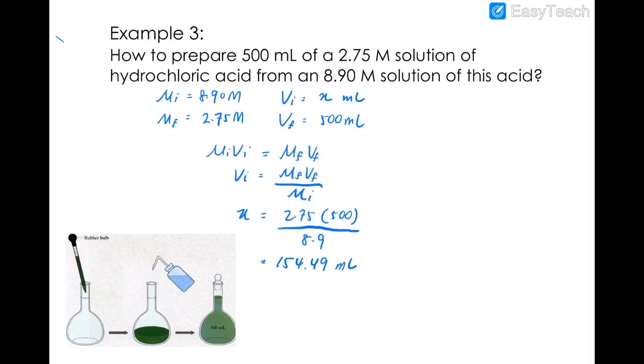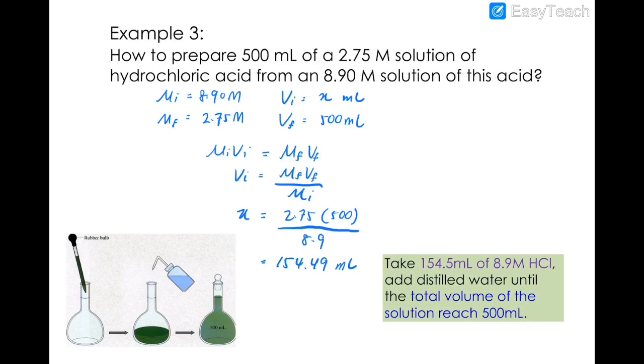Okay, but then this is not the end of the answer. Sebab dia tanya how to prepare. So bukannya dia tanya what is the volume needed to prepare blah blah blah. Okay, dia tanya how to prepare, macam mana kita nak prepare. Jadi your answer should be something like this. Okay, so you have to take 154.5 milliliter of 8.9 molar of HCl, add distilled water until the total volume of the solution reach 500 ml. So itu sebenarnya cara jawab kamu. So your final answer should ends with this statement.